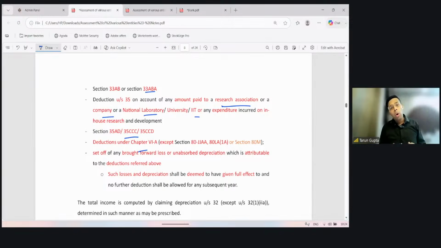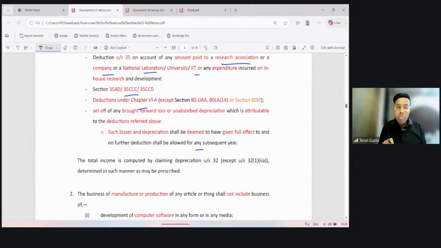Any set-off of brought forward loss attributable to the deductions we just discussed shall not be allowed, and it shall be deemed that such loss has lapsed, that full effect has been given to such loss. For depreciation, total income is computed by claiming depreciation under section 32, except the additional depreciation, determined in such manner as may be prescribed. In such manner means the maximum depreciation rate allowed is 40%.